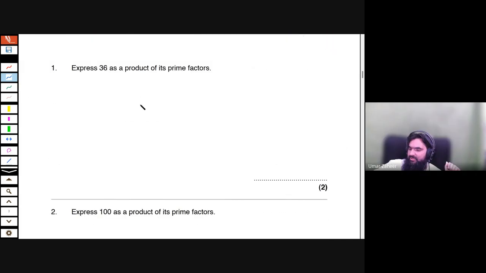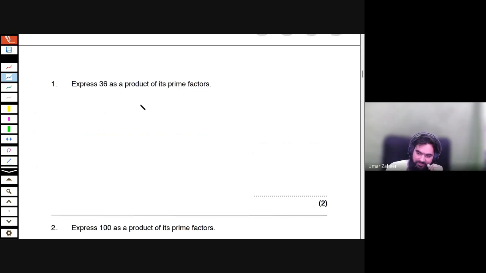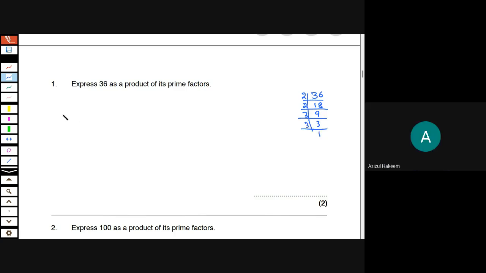All right. Look here. He gives you the number 36, and he says that you have to find 36 as the product of its prime factors. Again, we divide 36. It is divisible by 2: 2 times 18 is 36. 2 times 9 is 18. 3 times 3 is 9. And 3 times 1 is 3. So we get the prime factors.